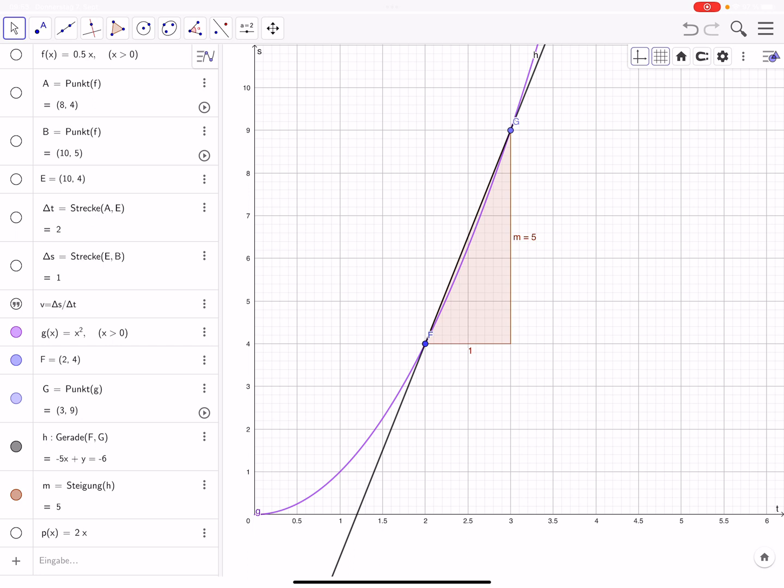The black one is just moving with a speed of 5, and the purple object is following the movement that is described by this parabola. They start at point F at the same time, and the purple one is starting with a slower speed and ends with a higher speed, but they will meet again at the same point.